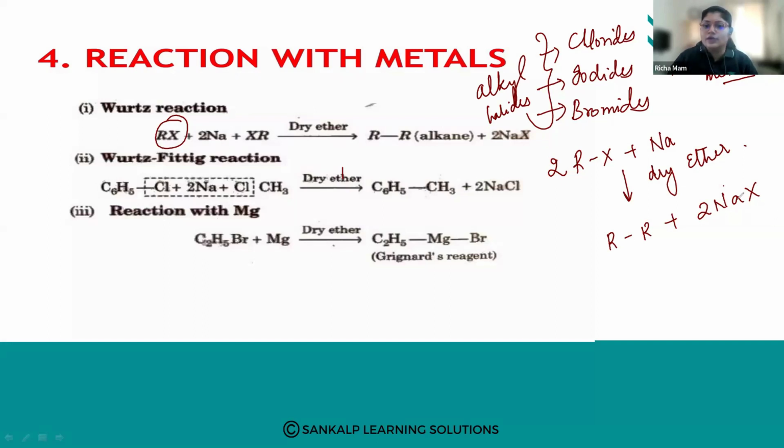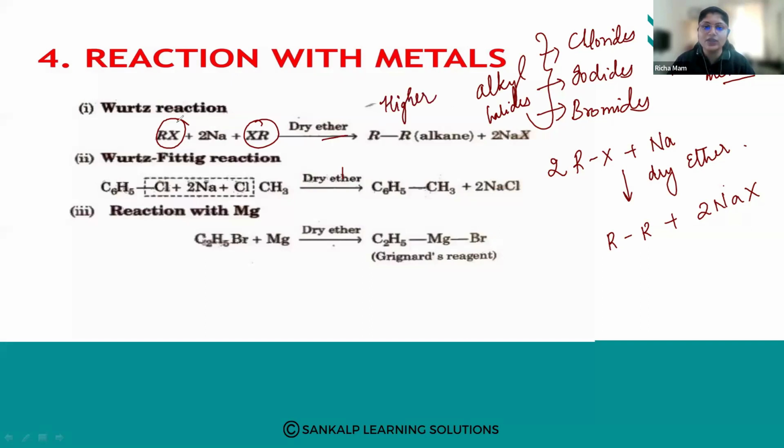Fine. So this is the Wurtz reaction. This name reaction is called the Wurtz reaction. We are taking 2 moles of alkyl halide, RX and RX, and reacting with an active metal like sodium in the presence of dry ether to yield a higher alkane.